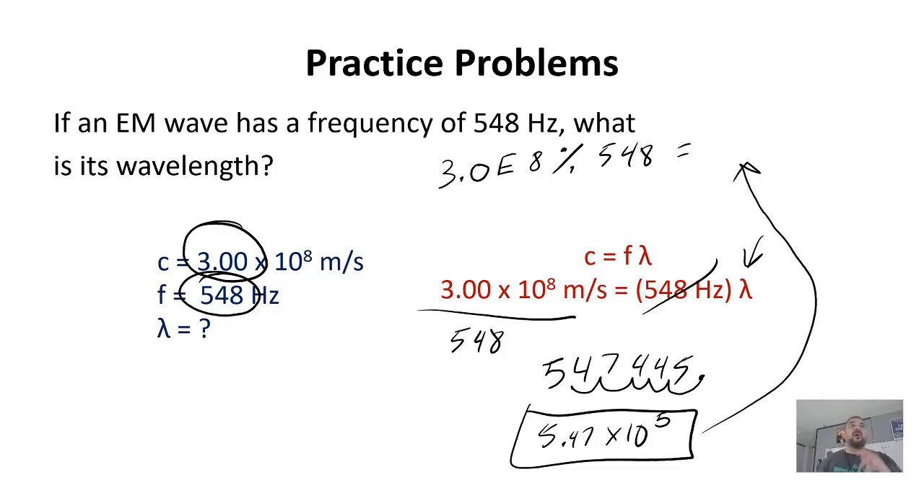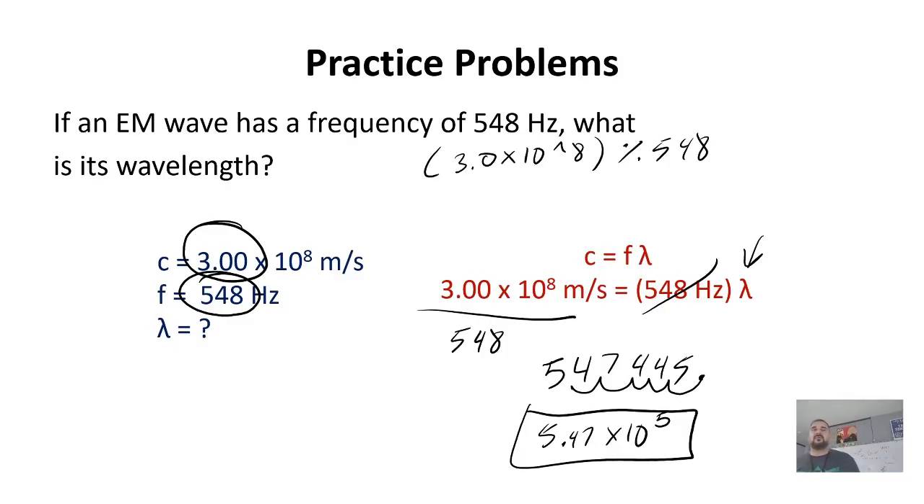Now, you don't have to do it this way. Another way to do it, and this is the way most of my students choose to do it, is open parentheses, 3.0 times 10, caret 8, close parentheses, divided by 548. So this will get you to the same answer. I suggest doing it this way because this is just the way that I always solve things. But if you choose to use the E, you can do that too. Hands up if you use the E. All right, 2 of you?